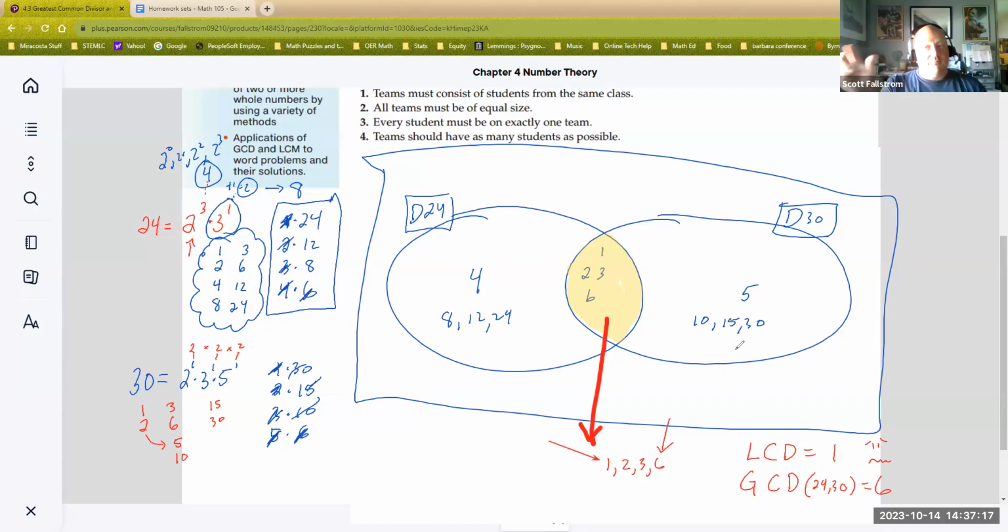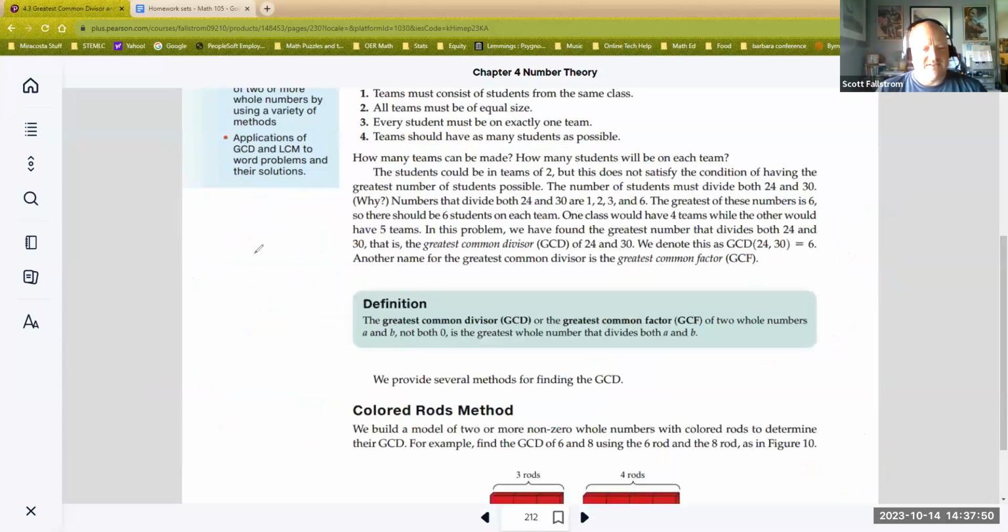If I need, from a group of 24 and a group of 30, the biggest group sizes I can make that would be common? Boom. Now I know I can make groups of 6, and everybody will have the same size groups in that class. Not going to be an issue. Okay, now notice over here in the D30 class, they could make a group of 15, but the other side could not make a group of 15, so that would not be a common factor or a common divisor. So that's pretty cool. And again, the prime factorization is helpful there.